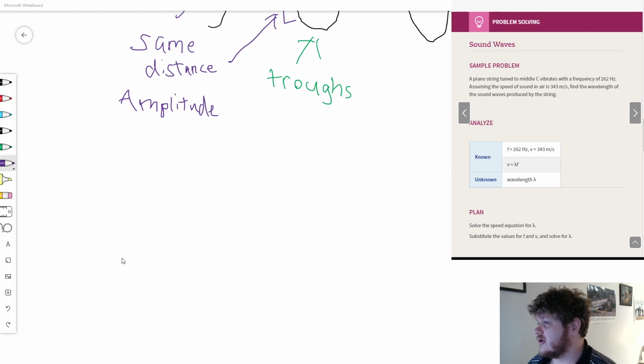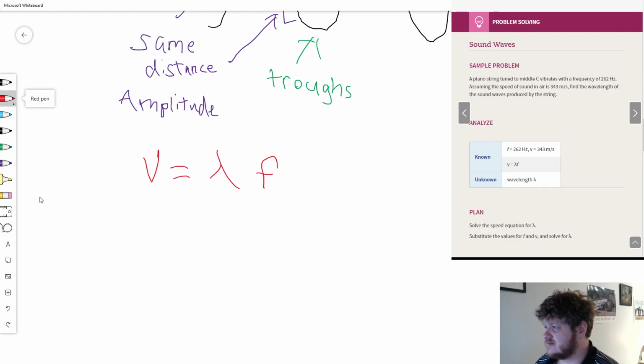So with this, what we're going to do is write it out. Let's first write out our equation that we're going to use, which is v equals lambda f. And then let's start filling in the information that we do know. It gives us our frequency. So f equals 262 hertz. Now, hertz is an interesting unit.